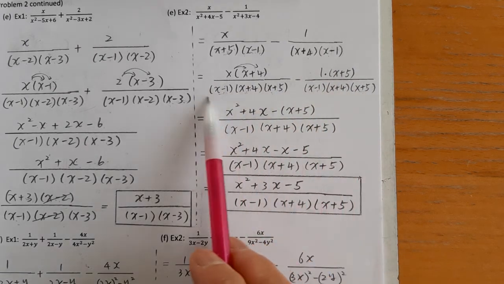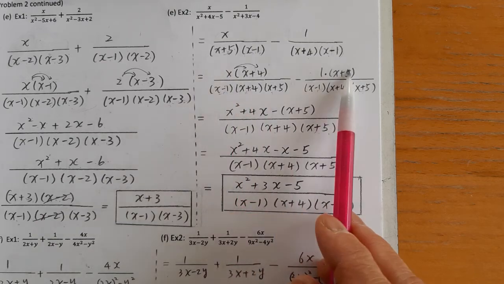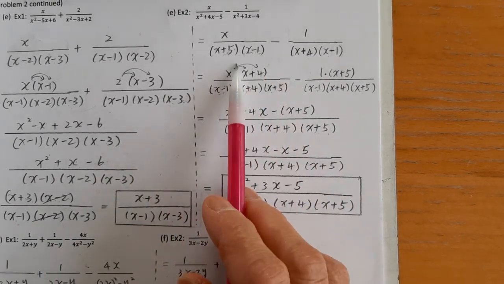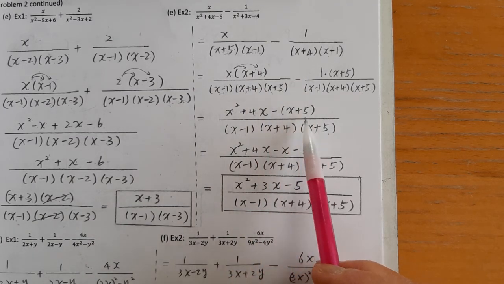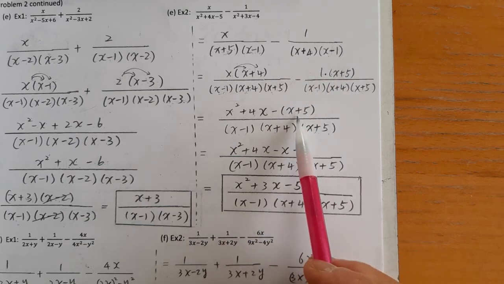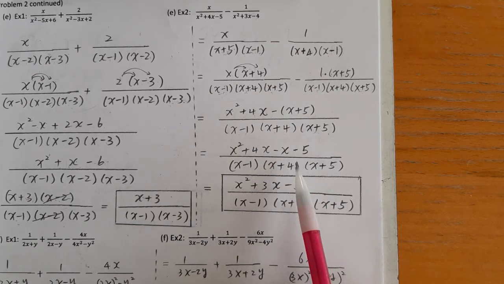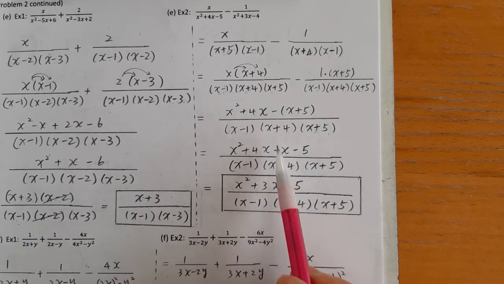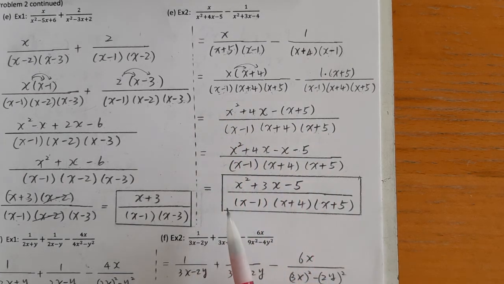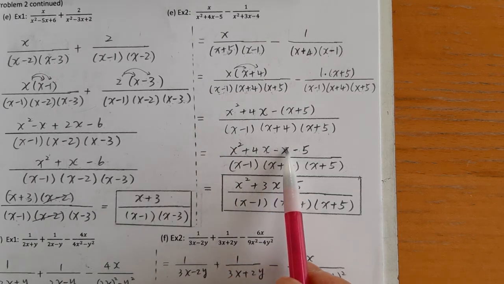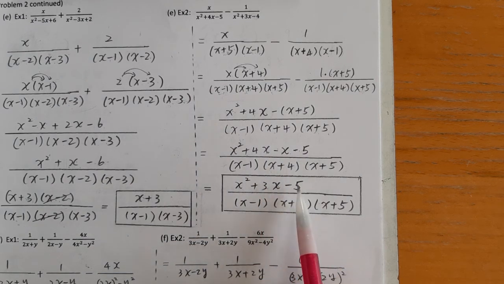So now they have the same denominator, x minus 1, x plus 4, x plus 5. Then for the numerator, do the subtraction. Distribute in. x times x is x squared. x times 4 is 4x. Minus, put the parentheses, 1 times x plus 5. Remove the parentheses, plus changes to minus. The denominator, copy that. Numerator: x squared plus 4x minus x minus 5. Combine like terms: x squared, copy that, 4x minus x is 3x, minus 5.